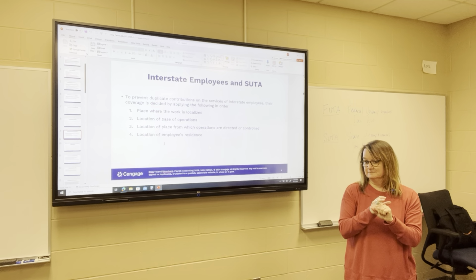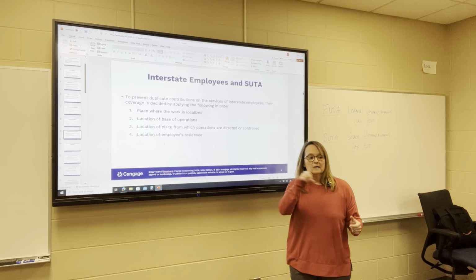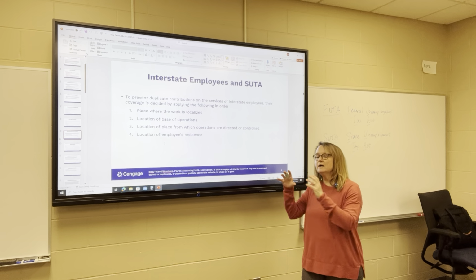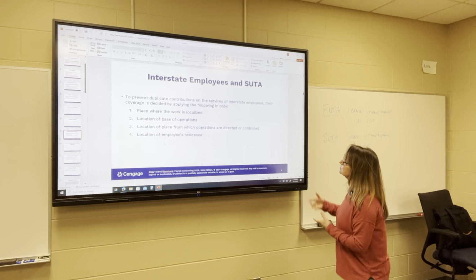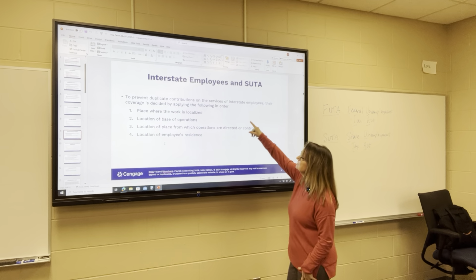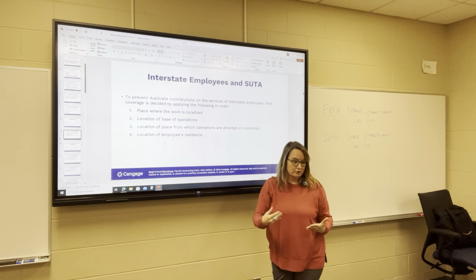So if the regional manager is making $100,000 a year, but their work is divided, $30,000 of work in Wisconsin, $30,000 of work in Illinois, $40,000 of work in Iowa, they're not going to be taxed $100,000 in Iowa and $100,000 in Wisconsin and $100,000 in Illinois. That would be wrong, right? They're paying too much tax. So we have to determine in a particular order where they're going to be taxed.